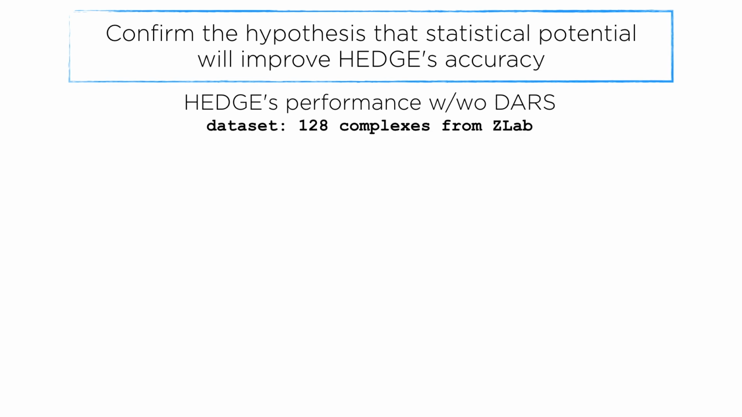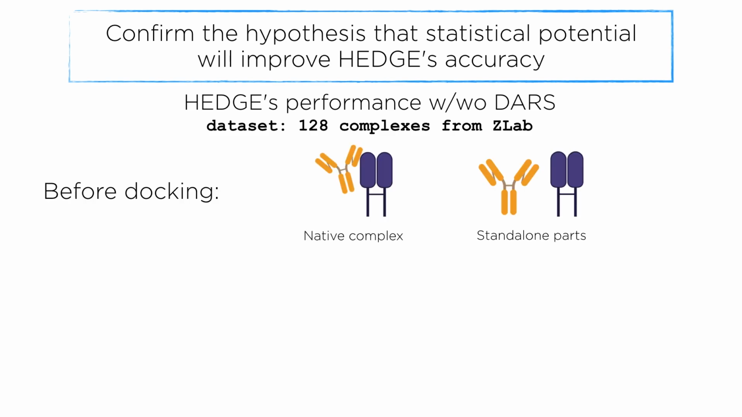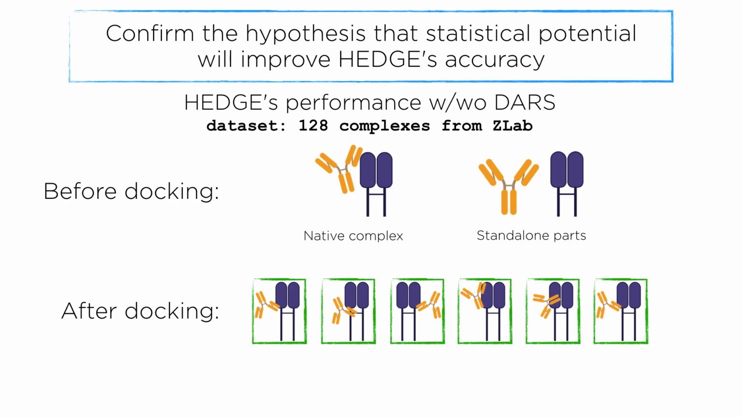Let's see how Hedge's performance is evaluated. We took 128 complexes from ZLab. They are not particularly antibody-antigen complexes, but since we want to just prove the hypothesis, it's okay. Before docking, for each complex we have a native complex and its standalone parts. After docking we have a range of conformations obtained as the result of the algorithm's work. Those conformations are sorted by correlation, and conformations with top correlations are usually the result of the whole pipeline.